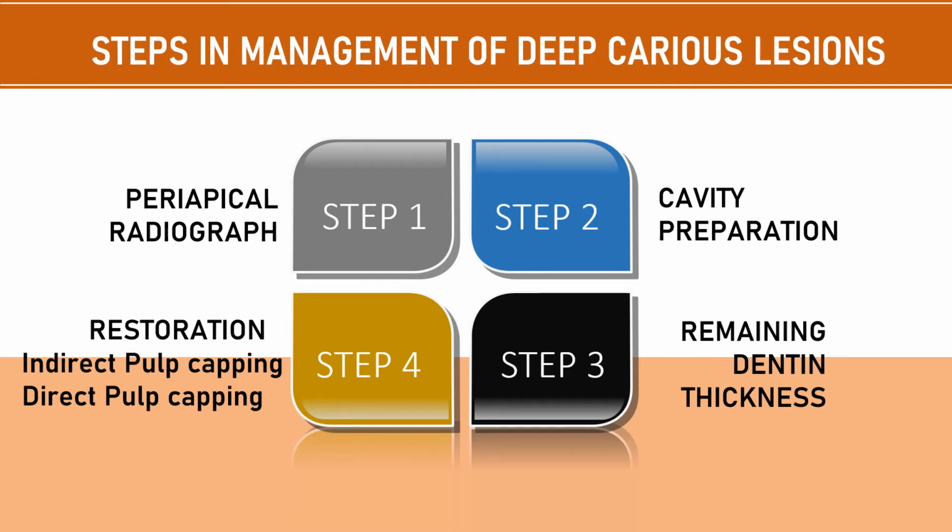Now, depending upon the thickness of the remaining dentine, we decide whether we have to do a simple restoration, perform indirect pulp capping, or perform direct pulp capping. Now, we will do all the 4 steps in detail.